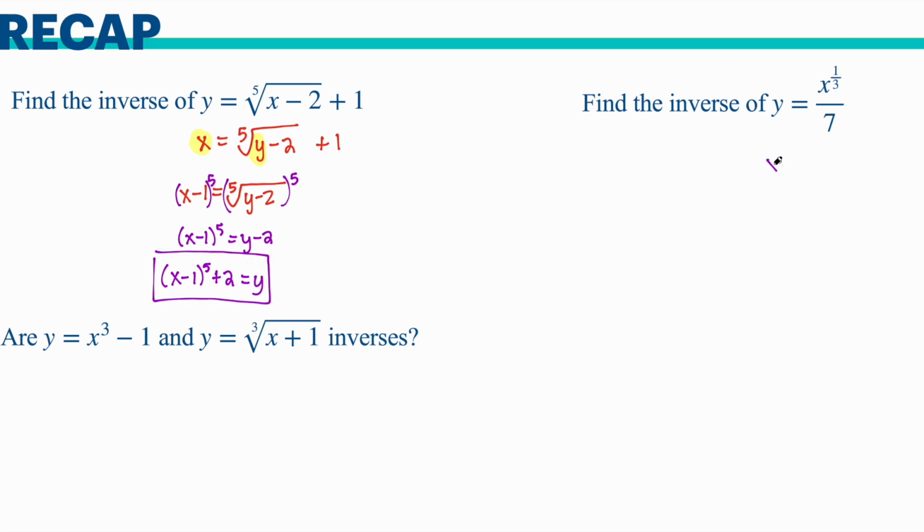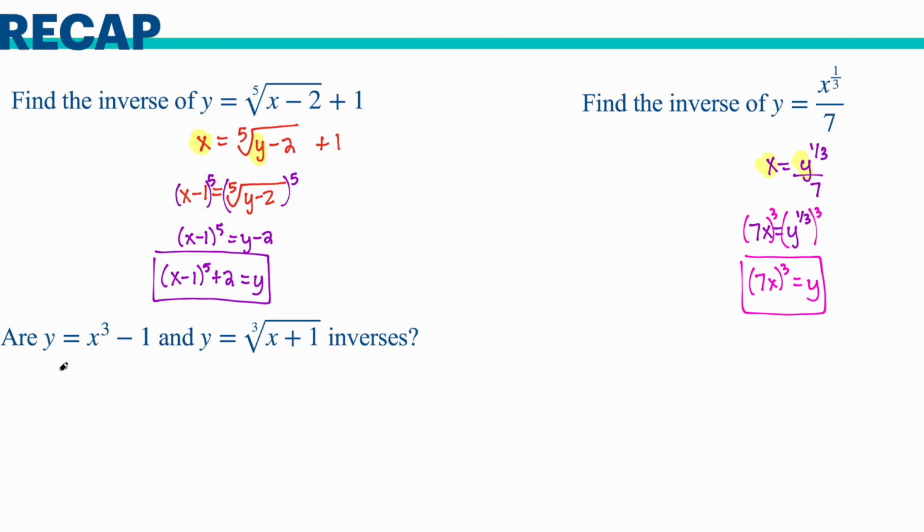On this next one, same thing. I am going to swap them first. Always swap first. Now solve. So I'm going to multiply both sides by 7. Now to get rid of a 1/3, I am going to raise both sides to the 3. So I'll get 7x to the 3rd equals y.